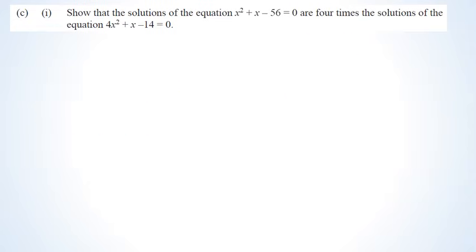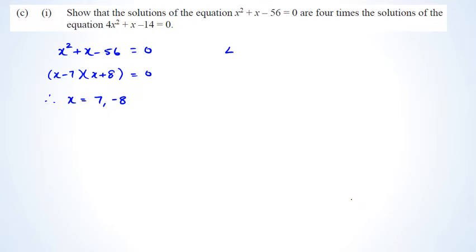Question C1, they're asking, show that the solutions of that first quadratic are 4 times the solutions of the second quadratic. So what we have is x squared plus x minus 56 equals 0. If you want to find the solutions for this, you factorize it. When we factorize this, we get (x minus 7)(x plus 8). So our two solutions in this case are positive 7 and negative 8. So already you're kind of halfway there.